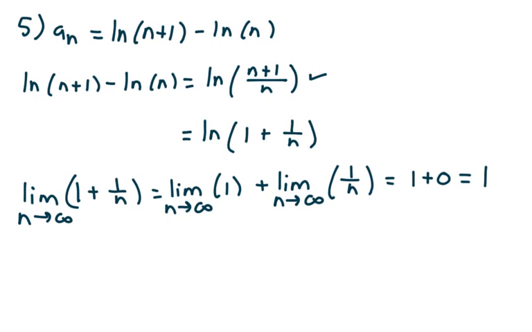Now, let's observe something. The limit as n goes to infinity of 1 plus 1 over n is equal to the limit as n goes to infinity of 1 plus the limit as n goes to infinity of 1 over n. But this is equal to 1 plus 0, and that's equal to 1. So what does that mean?